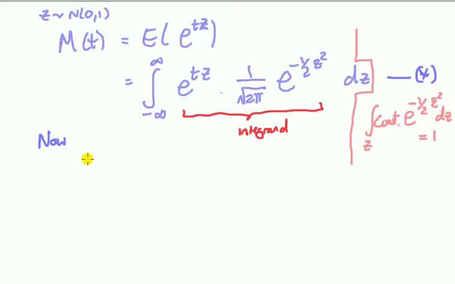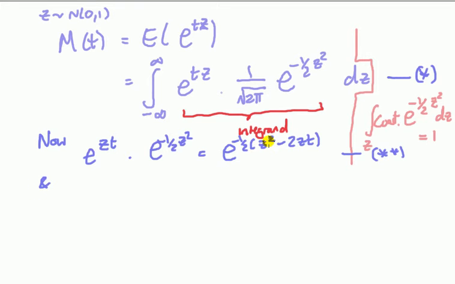Now, so I'm just looking here, e to the zt, or dz, times e to the minus a half z squared is equal to e to the minus a half z squared minus 2zt. Let's call this double star.